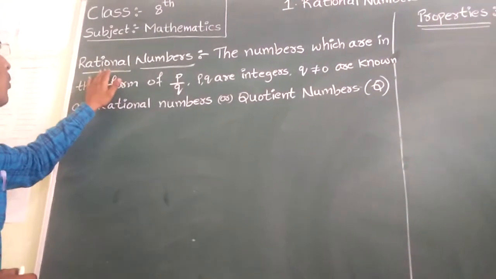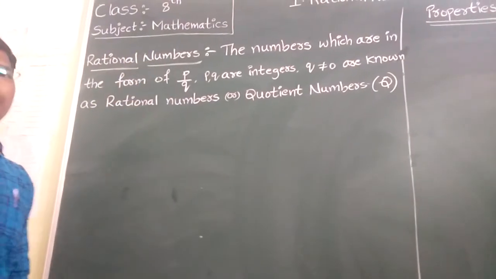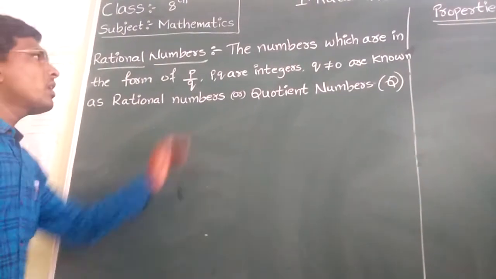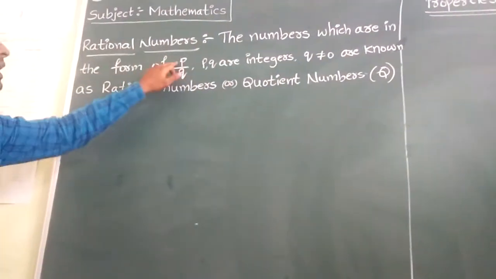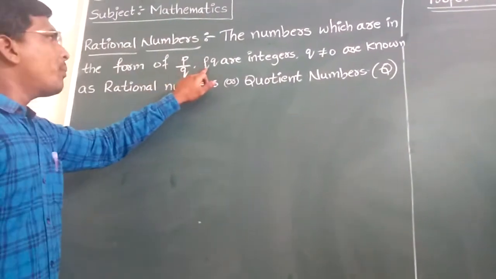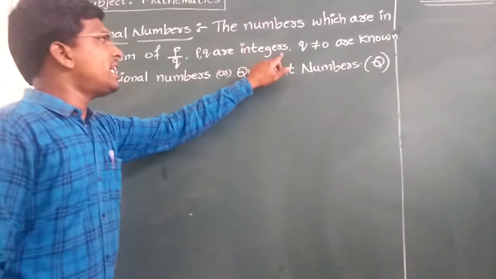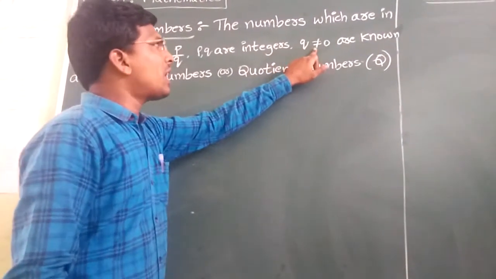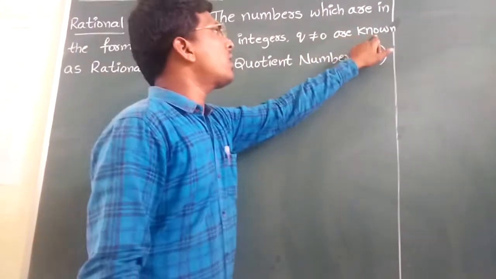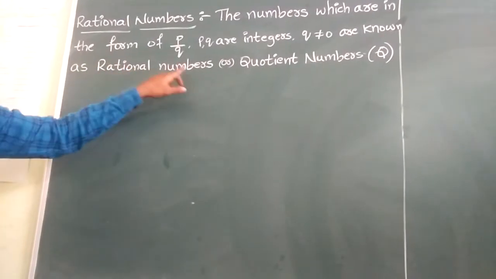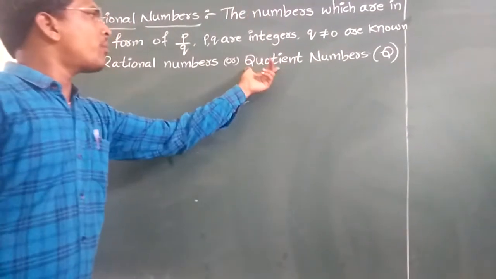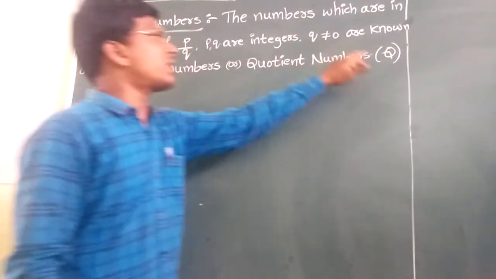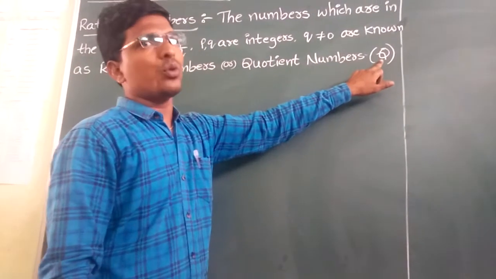So first one, what is meant by a rational number? Define a rational number. The numbers which are in the form of p by q, where p, q are integers and q should not be equal to 0, are known as rational numbers or quotient numbers. These quotient numbers or rational numbers are represented by the capital letter Q.